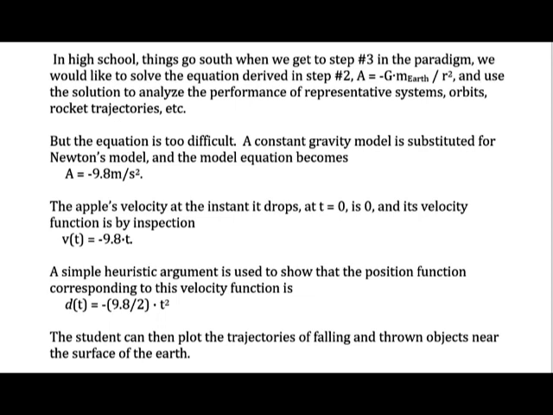A simple heuristic argument is used to show that when the velocity of the apple is given by v of t equals minus 9.8 times t, then the distance traveled by the apple at time t is given by d of t equals minus 9.8 divided by 2 times t squared. This is the same solution that would be obtained using Newton's analytic calculus to solve the simple differential equation model. But the heuristic argument doesn't require any knowledge of calculus. Now the student can compute and thus predict the trajectories of falling apples and also objects thrown near the surface of the Earth, as the horizontal and vertical velocities are independent and the horizontal velocity is constant.